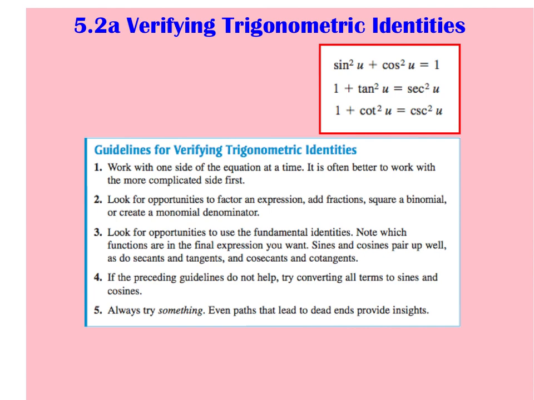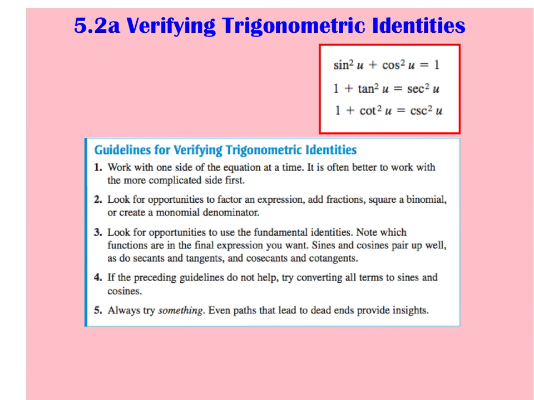Side of the equation at a time, it is often better to work with the more complicated side first. All right, pick the icky side. Number 2. Look for opportunities to factor an expression, add fractions, square a binomial, or create a monomial denominator. So like we've been doing, we factor things when we can. We have a monomial divisor like we were supposed to go over.